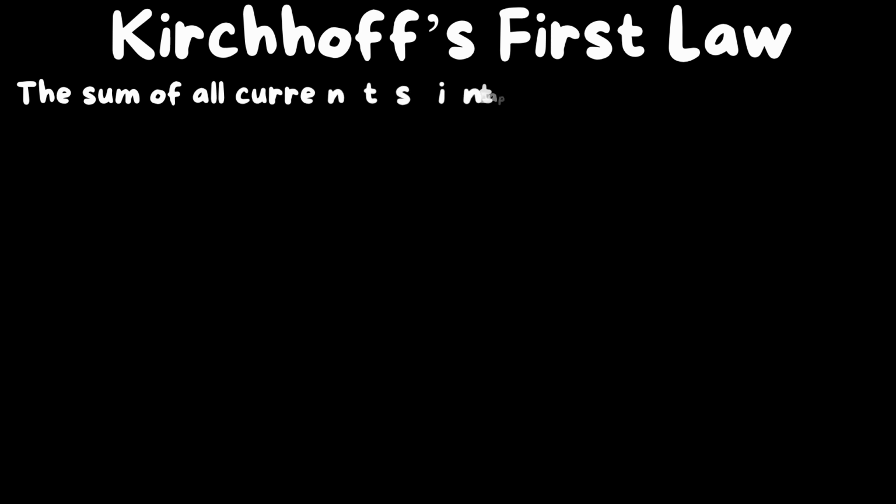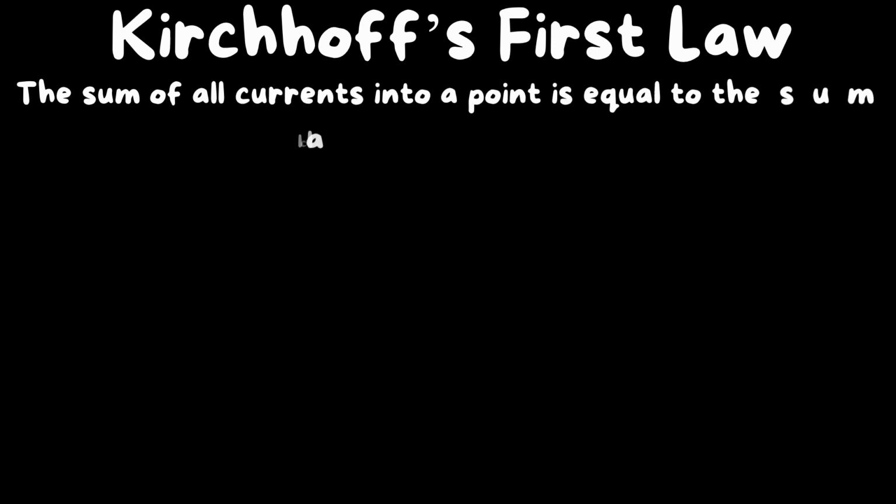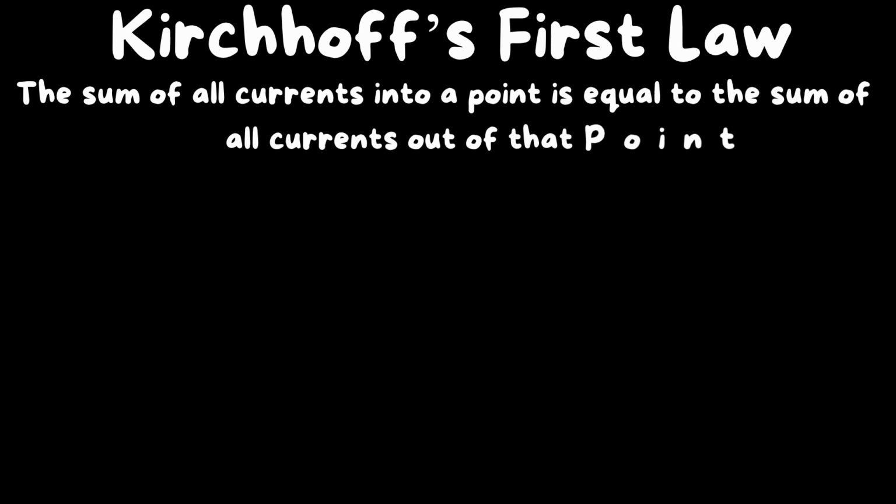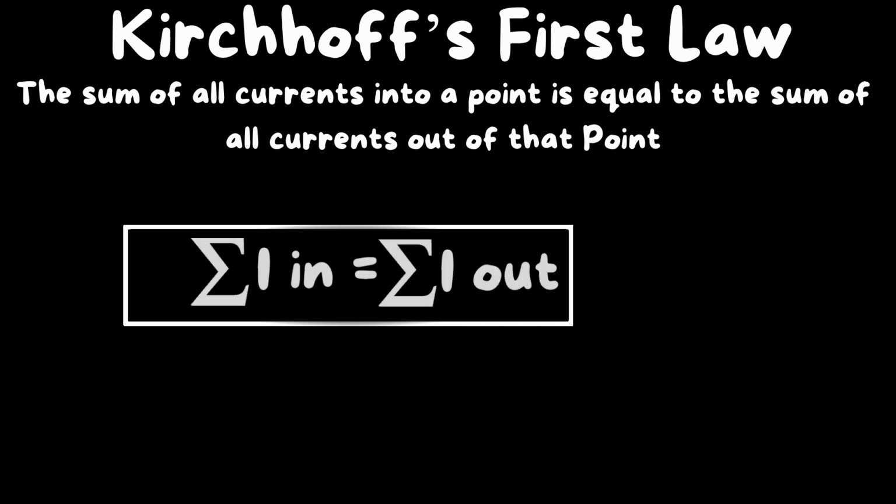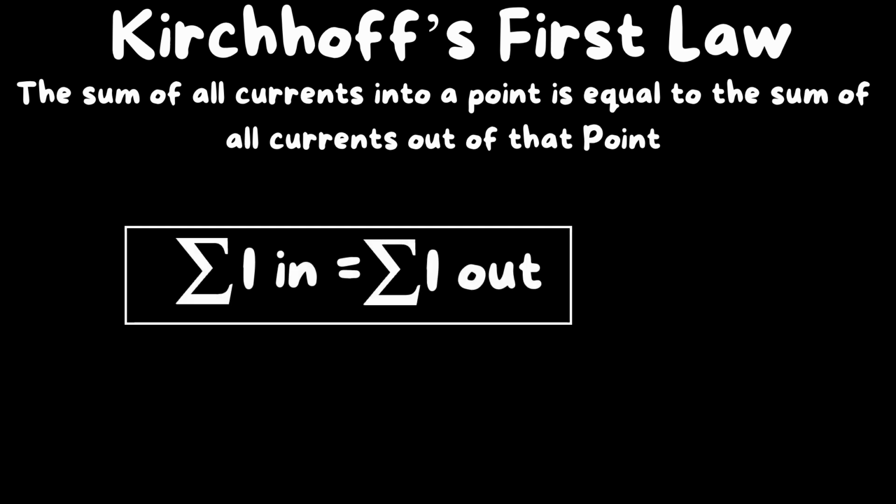Kirchhoff's first law states that the sum of all the currents into a point is equal to the sum of all the currents out of that point. So we can take a point as a junction, and there could be many different loops or routes going in and out of that point or the junction. So sigma I in is equal to sigma I out.